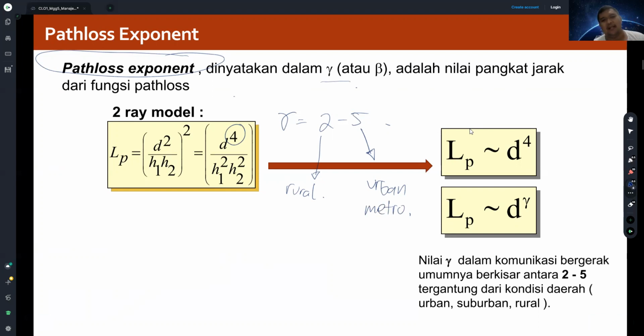Now that we have learned about this path loss exponent, we could see that the value of the loss in the wireless communication system will be heavily affected by the distance between its transmitter and receiver, right? However, is that it? No, it's not just it.